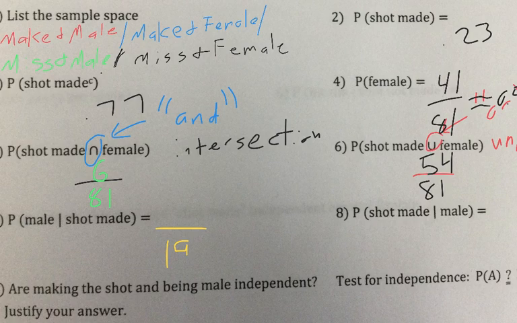So the given number here: there were 19 people who made the shot. And now, what am I looking for? The number of those that were male. That's the favorable condition. So the probability of a male, given they made the shot, is 13 out of 19.